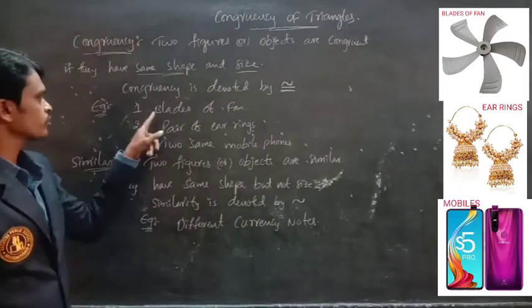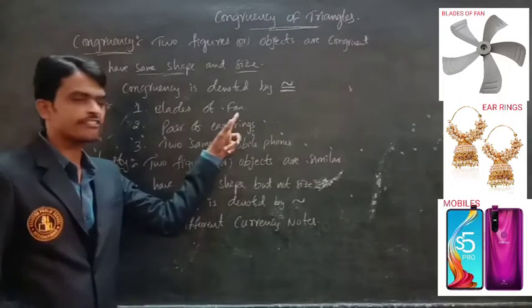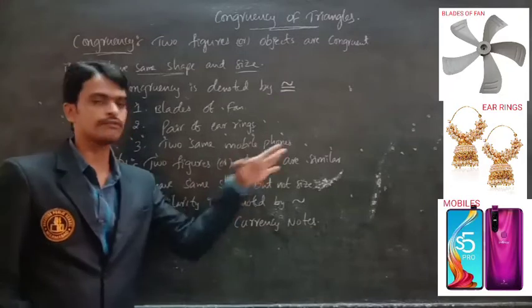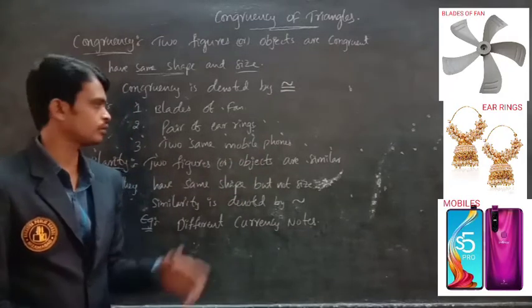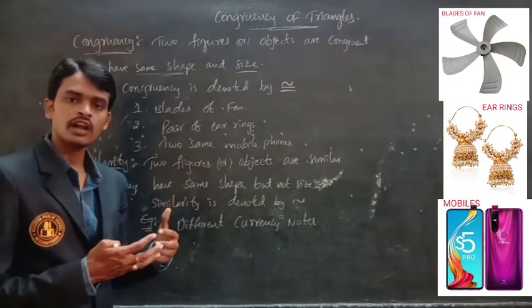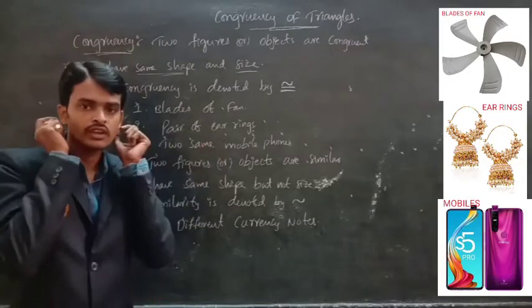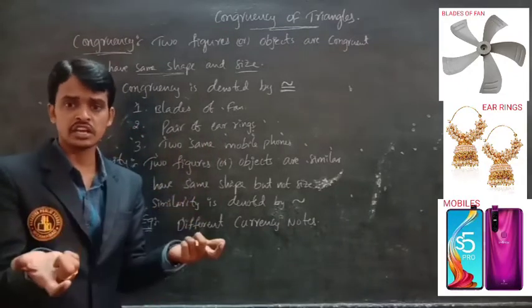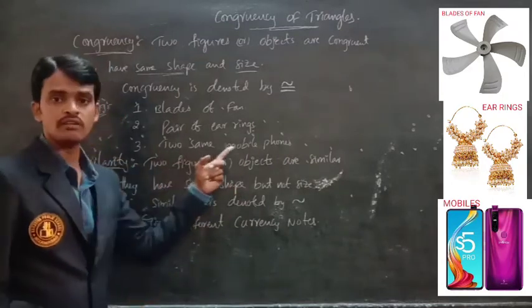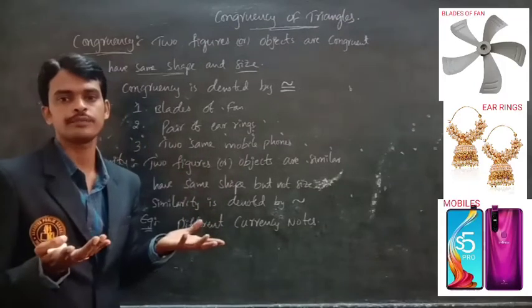Now, examples: blades of a fan, a pair of earrings, and two same mobile phones. The blades of a fan are the same shape and same size. A pair of earrings, both will be the same size and same shape, and two same mobile phones have the same size and same shape.